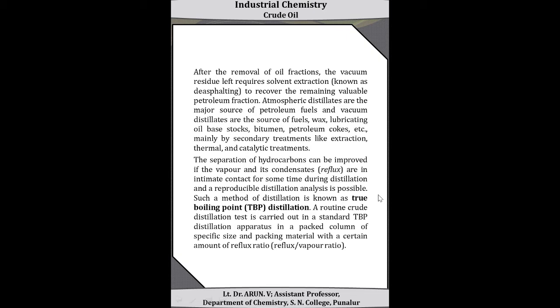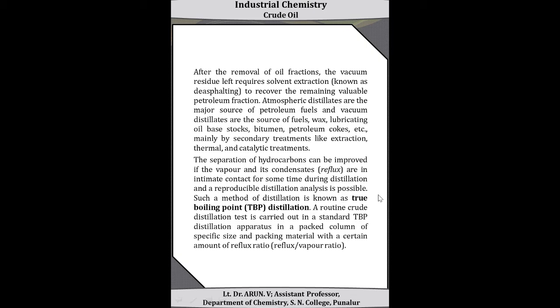After the removal of oil fractions, the vacuum residue left requires a solvent extraction, and this solvent extraction of residue is called deasphalting, and this recovers the remaining valuable petroleum fractions in the residue.